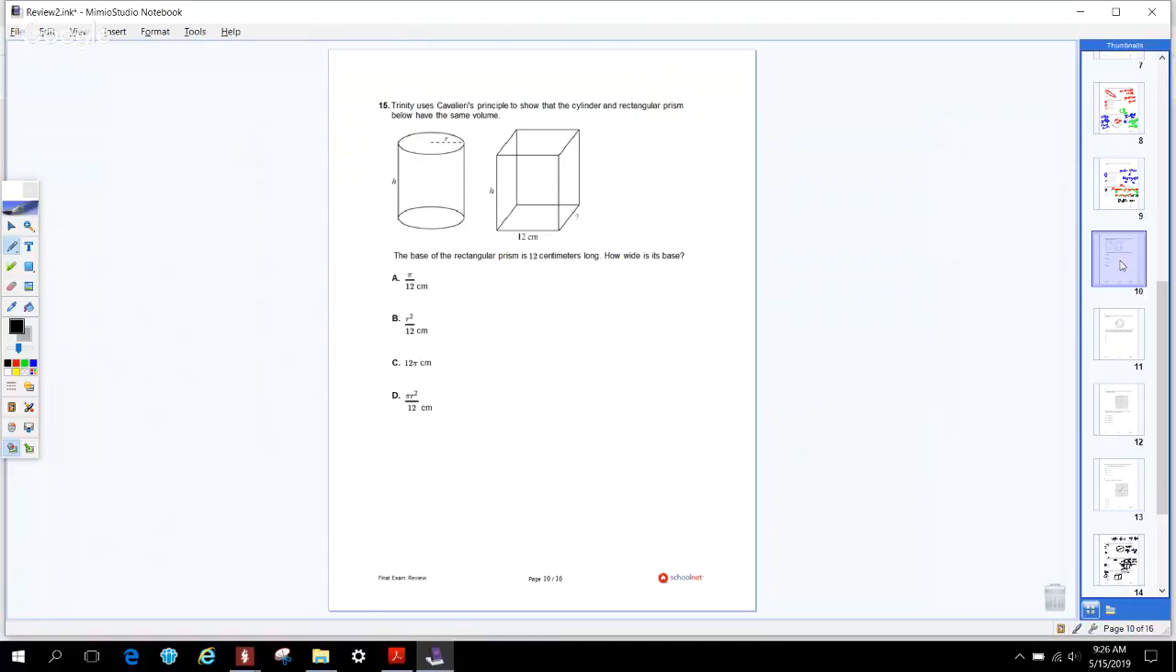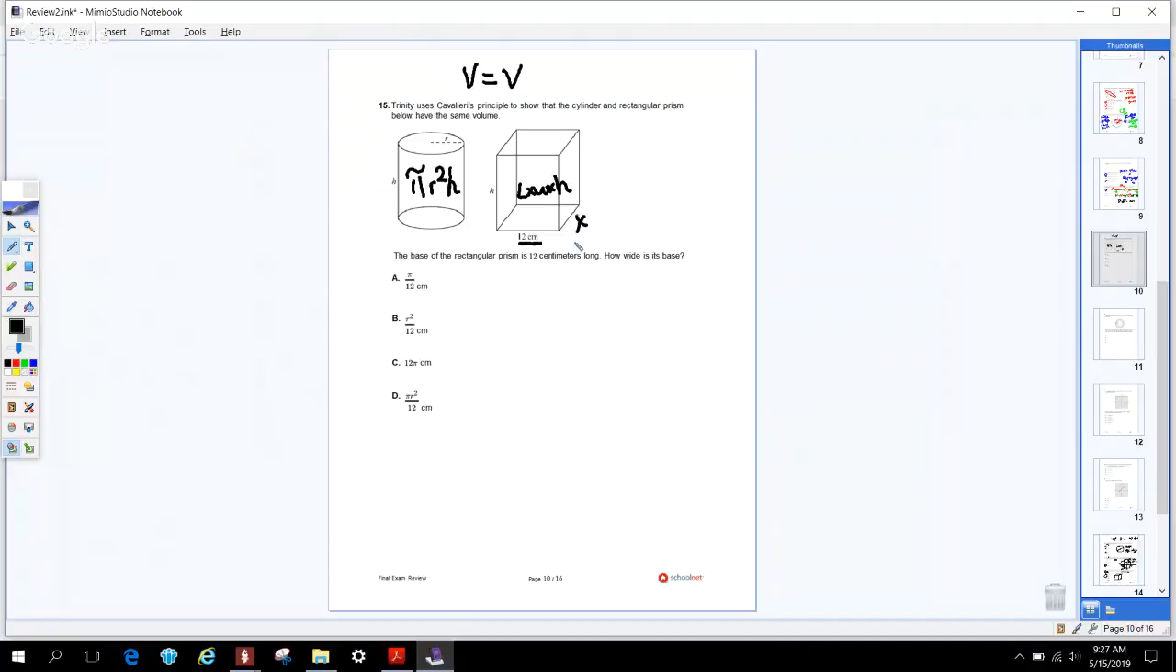Moving on. 15's a little tricky. It says Trinity uses Cavalieri's principle to show that the cylinder and the rectangular prism below have the same volume. So remember that Cavalieri's principle, the volumes have to be equal since we're using it. So we know the formula for the volume of a cylinder on the formula sheet is pi r squared height. And then the formula for a prism is length times width times height. So because here we know that our length, let's say, is 12, we're trying to find out what's our width.